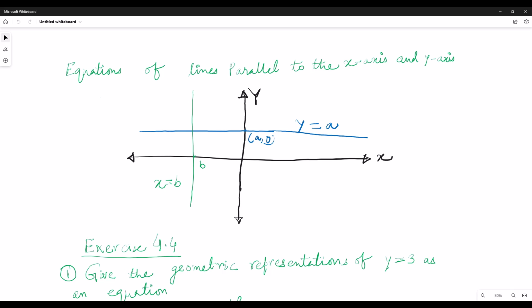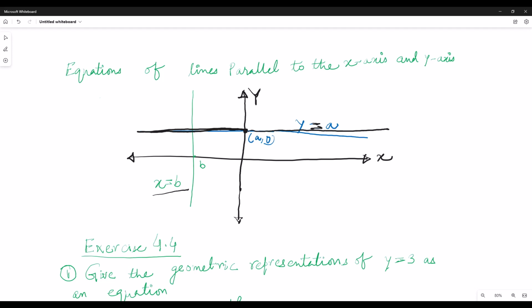Equations of lines parallel to the x-axis and y-axis. So the lines which are parallel to the x-axis: if a line is parallel to the x-axis, then the value of y will not change, right? This line is cutting the y-axis at a single point, and the same holds true for all the points on this line. Okay, so on this line, the value of y is a, that is a constant, and the value of x can be anything.